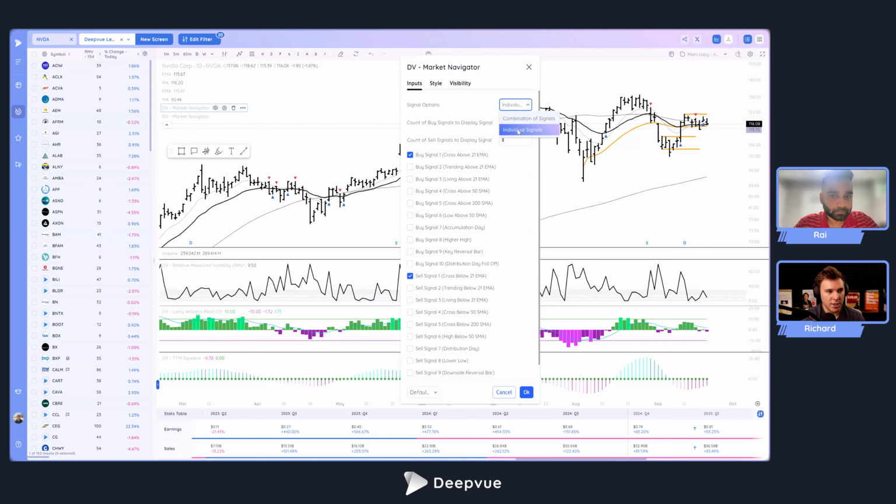You can change this from individual signals to a combination of signals, and that just means more signals have to be active at the same time for it to show up on the charts. But I personally just like turning it onto individual signals and having each one stand on its own merit. Anything else that you like to use this one for, Rye? No, I think it's a good first step.